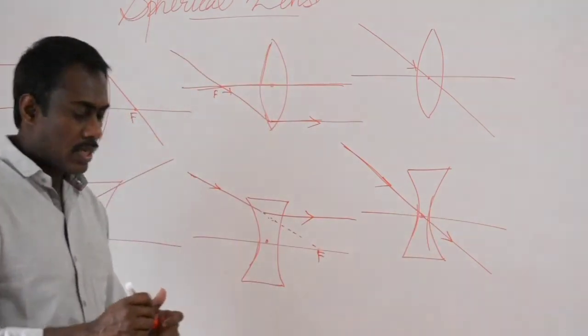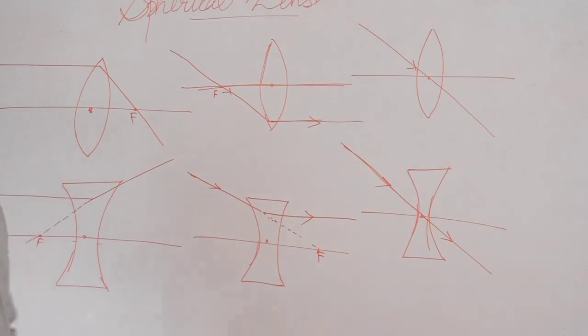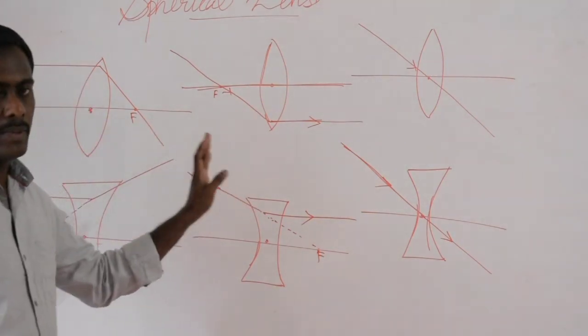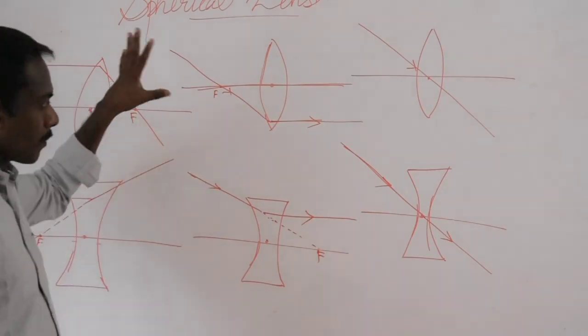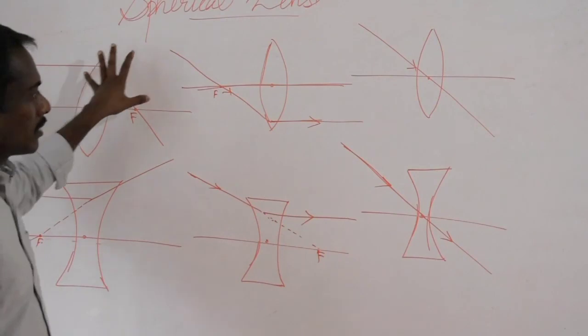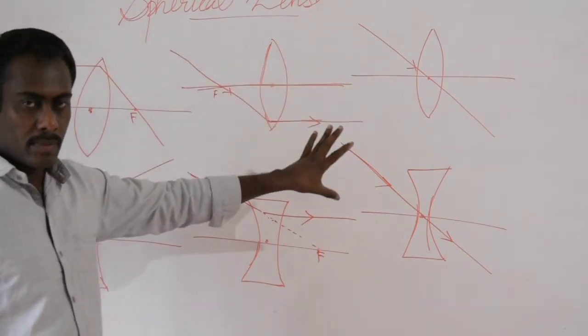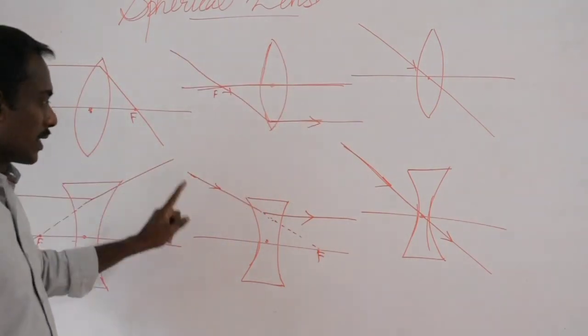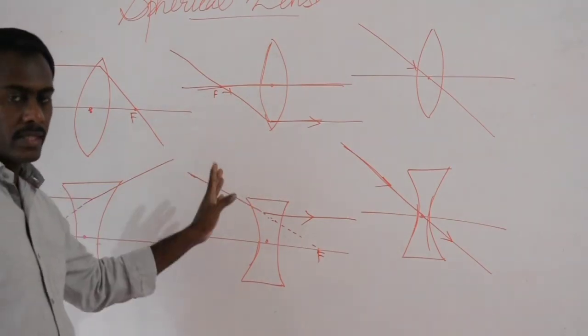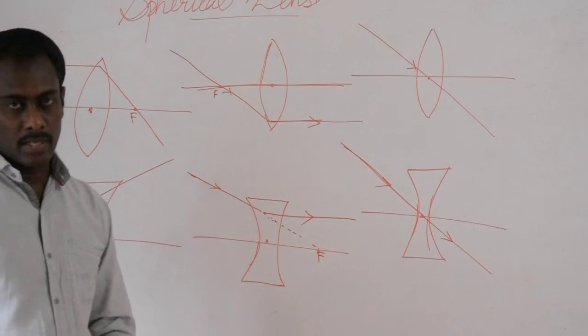So when we explain the image formed by a spherical lens, we need to consider a minimum of 2 of these 3 rays. Only then can we track the image formed by a spherical lens.